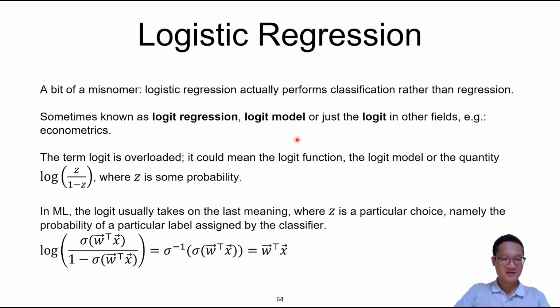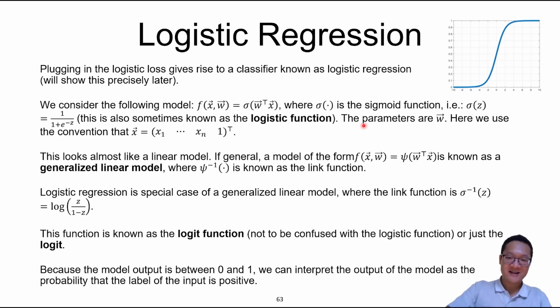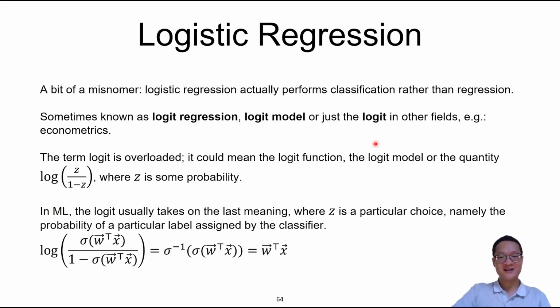Some more annoying terminology. We said that this function is a logit, but here we're saying that logit could actually refer to the logit or logistic regression. When you read about it, you have to make the judgment depending on the context. In machine learning, the word logit usually means this quantity, the log of z over 1 minus z, where z represents the probability of a particular label being assigned by the classifier.